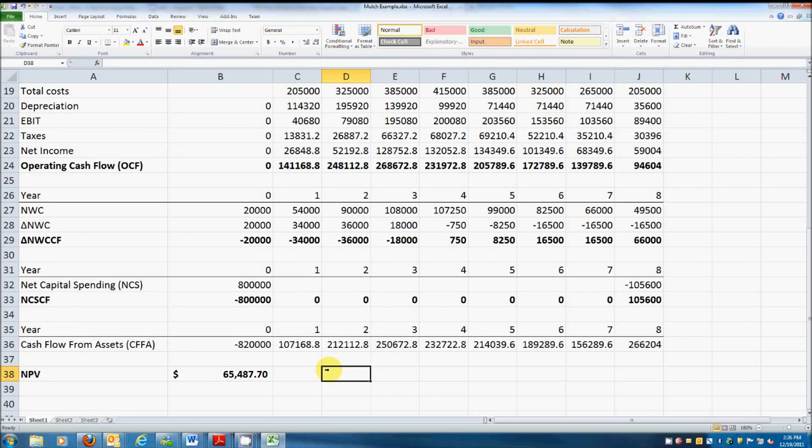Why do we determine NPV? Because if it's positive, that means we should accept the project because it creates wealth for our shareholders. If it's negative, we should reject the project because it is destroying shareholder wealth. And remember, the goal of financial management is to increase the wealth of our current shareholders.